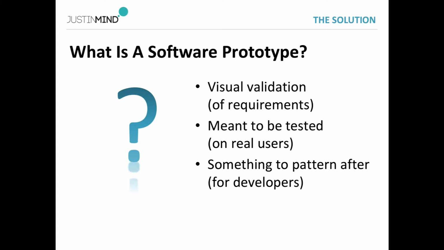It's something to pattern after for developers so that they have something to look at when they're coding instead of just a stack of documents. And it also evolves. Again, we've talked about this, and this is really important for software prototyping because even more than physical objects, software prototypes tend to change even more. So it's crucial that the tool that you use to prototype has flexibility for change.